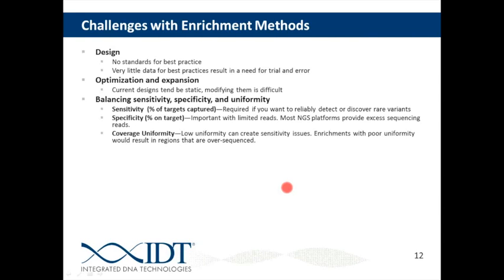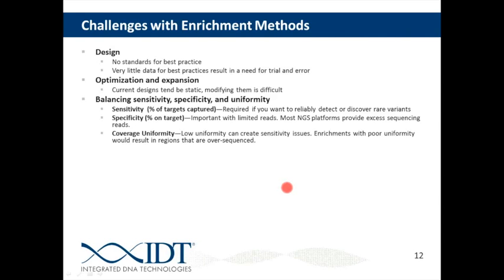Sensitivity refers to percent of on-targets captured. Most researchers require 100% of their targets captured, and it's required if you want to reliably detect or discover rare variants. Specificity is also an important metric, and it refers to percent on target. It's important when you have limited reads. However, if you're doing sequencing on a HiSeq platform or GA2X, one of those high throughput machines, you generally have excess sequencing capacity. So percent on target isn't as important for some customers, but when you have a benchtop sequencing platform, it tends to be more important in those situations.